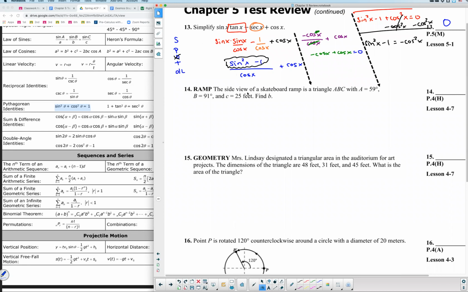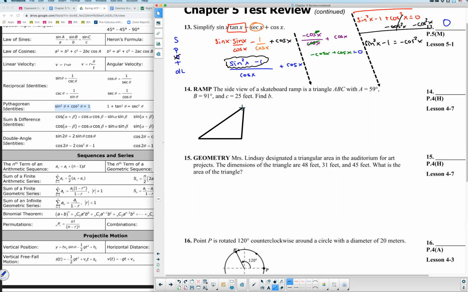So the side view of a skateboard ramp is a triangle, ABC. Angle A is 59 degrees, B is 91, and C is 25 feet. So I have a triangle and it's not a right triangle. They say we have to have a 91-degree angle. So let me think. If this is 90, this needs to be slightly more. So 90, 91.